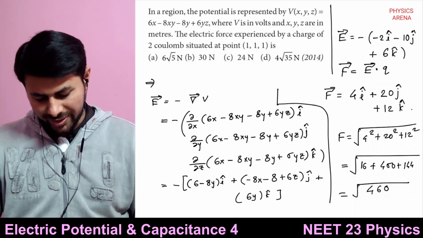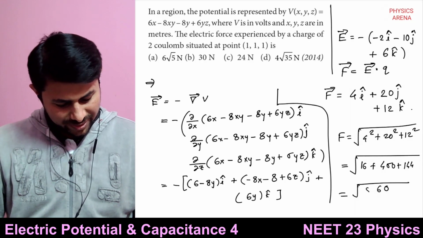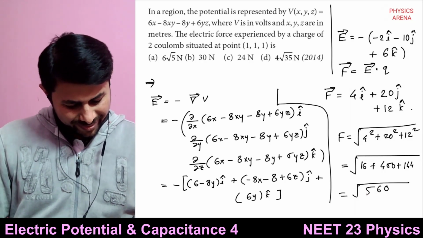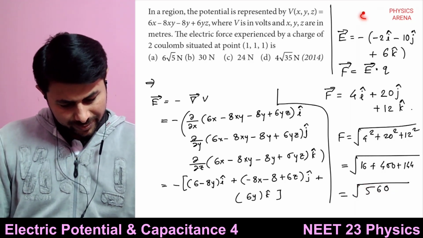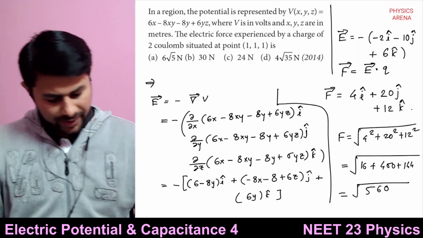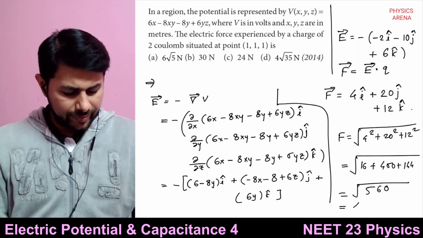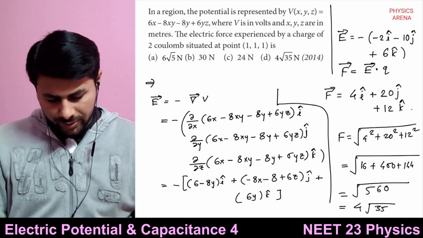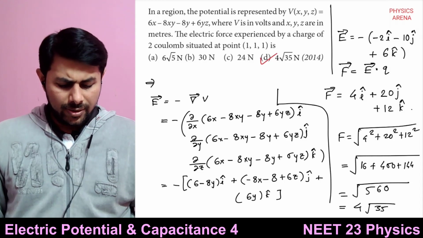Oh, sorry. This is 560, no? Okay. Now this is divisible by 8. It will be 70. Right. It is divisible by 16. So, okay, 16 times 35. So it is 4 root 35. This is the answer. Option D. Right. Okay.